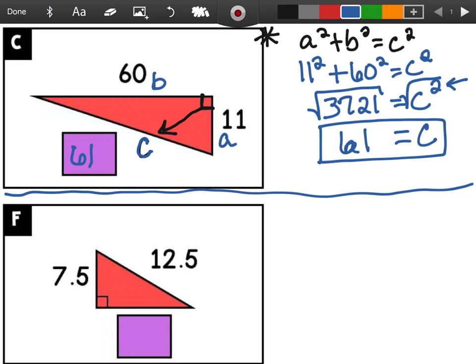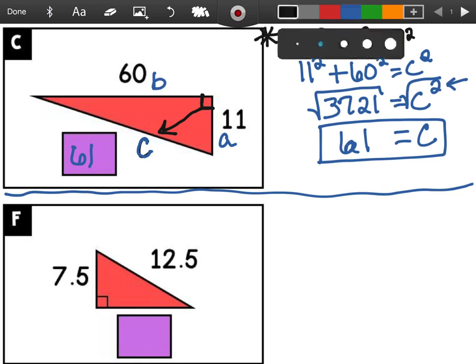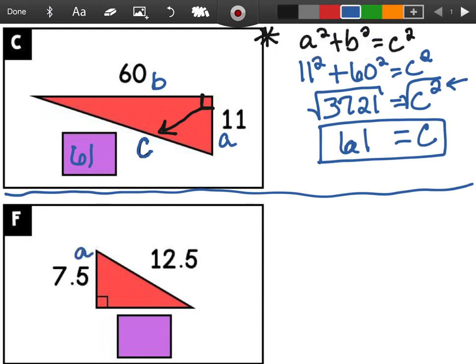The next one, again, first thing I'm going to do is label. Here is my A, 7.5. Here is my B. Here is my C. I know this because here is my right angle, and my right angle always points to the C. Going back to the formula, a squared plus b squared equals c squared, holy cow, I know my C and I know my A, which means B is the missing part. So I'm going to fill in what I know.